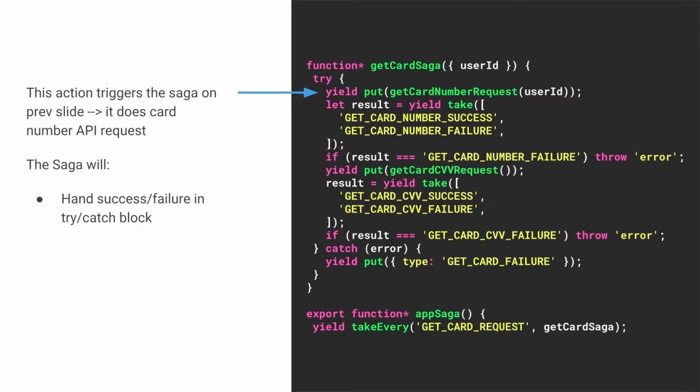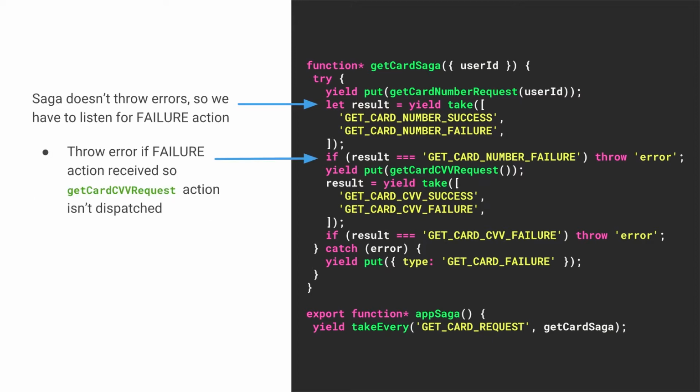What we then have to do is, the saga will handle success and failure in a try-catch block, and it will add data to the store for success or trigger a failure action. But this means we then have to check: did we get a success or a failure action? So we try to take either success or failure. If success happens first, it will take that. If failure happens first, it will take that instead. Then we have to check the result, see if it was a failure action, and throw an error if it was. Only then, if we haven't thrown an error, can we do the next call.